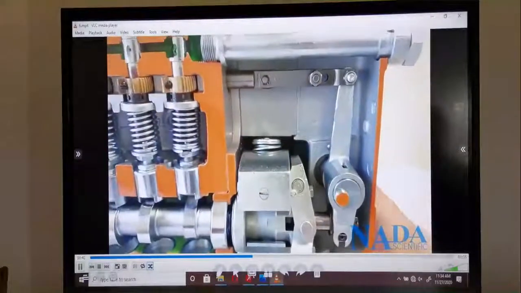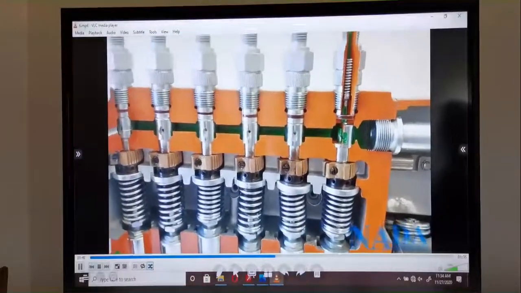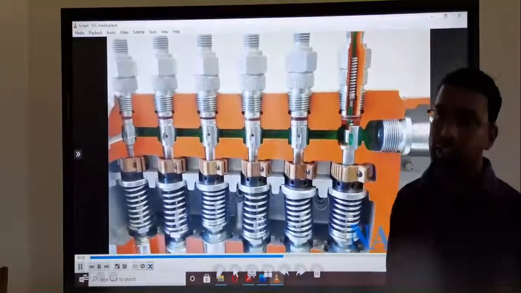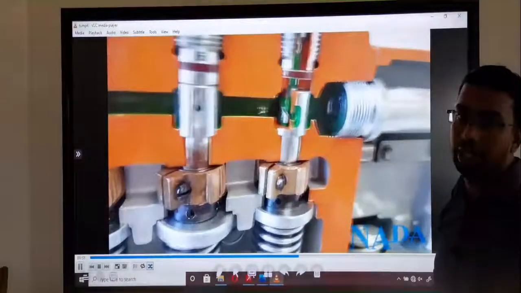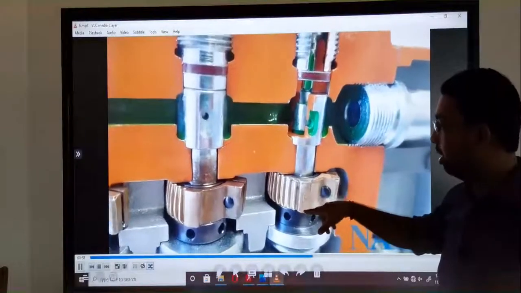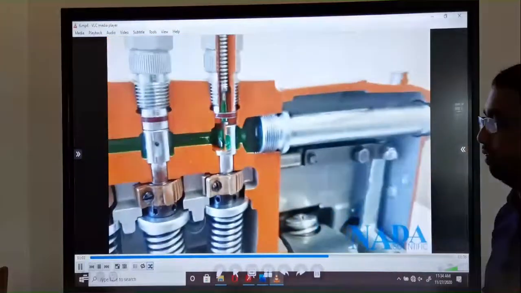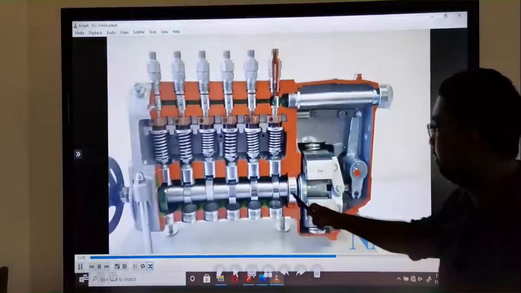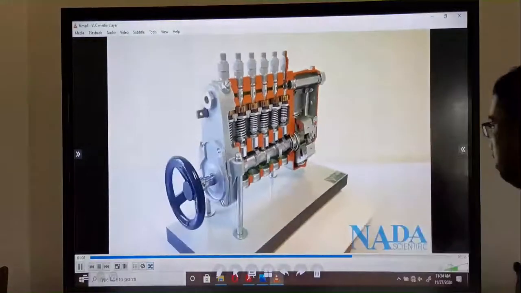So this is the function of the injector. These 6 plungers connect with the 6 injectors. So this is the firing order of the injectors. That depends on the rotation of the camshaft, because this connects with the camshaft. Okay, this is the camshaft. With the rotation of this camshaft, this plunger also moves like this.